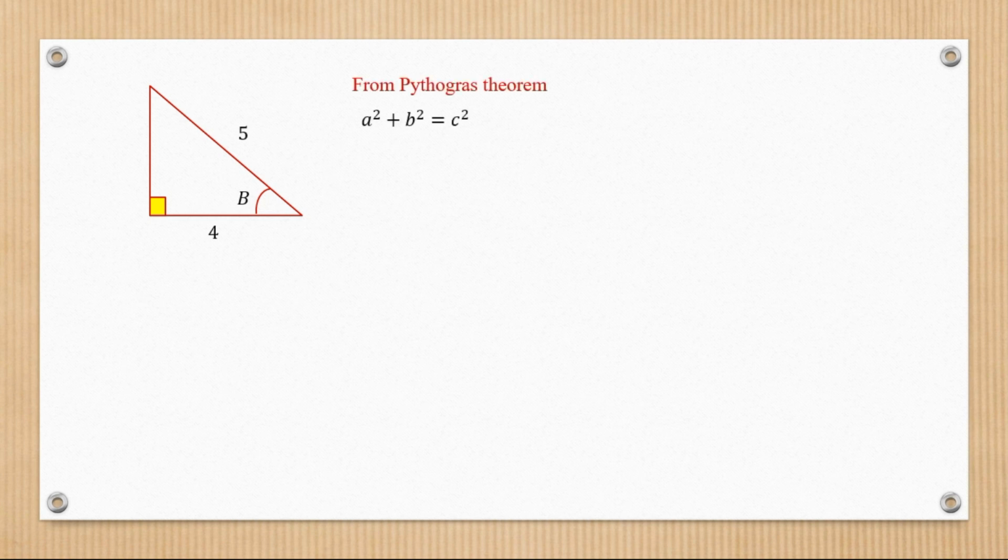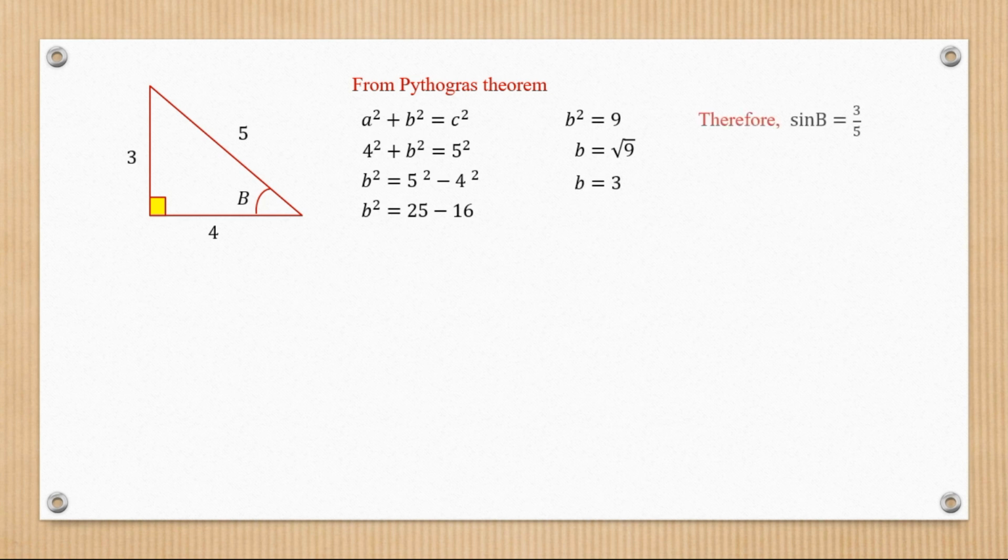So from Pythagoras theorem, a squared plus b squared is c squared. We'll have 4 squared plus b squared being equal to 5 squared. So b squared shall be equal to 5 squared minus 4 squared, of which this is 25 minus 16, and the answer shall be 9. So the square root of 9 is 3. So b shall be equal to 3. So that's what we have. That means that sine of B, which is opposite over hypotenuse, shall be equal to 3 over 5.